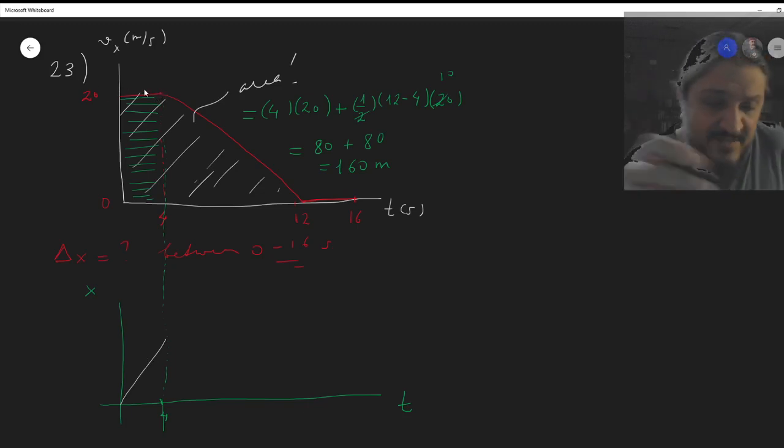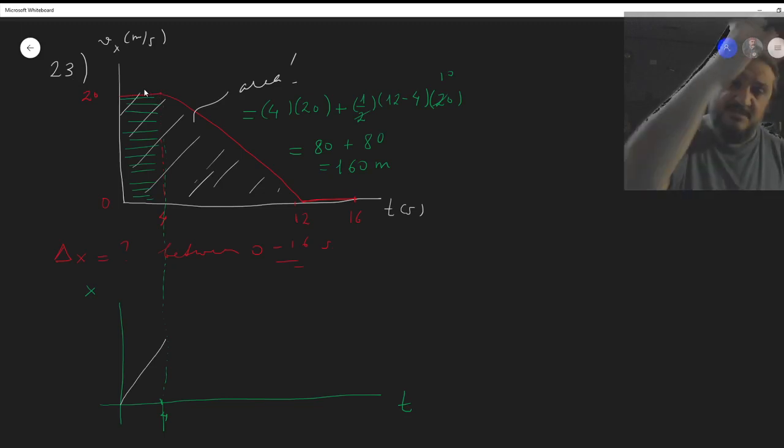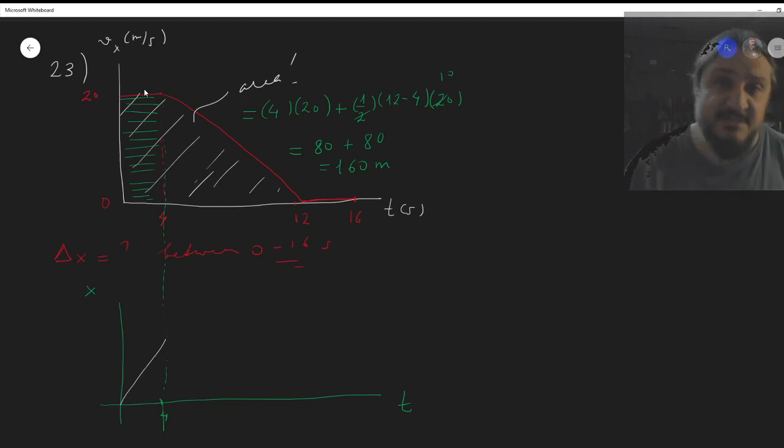But see what happens after that. After 4 seconds, my velocity goes down, which means the slope of this tangent should also decrease all the way to 0. So by the time t shows 12 seconds, the slope should be 0 right over here. So how do I join these 2 points, this one and that one? It cannot be a straight line anymore. It's going to be a curve, because I know that along a curve the slope changes.